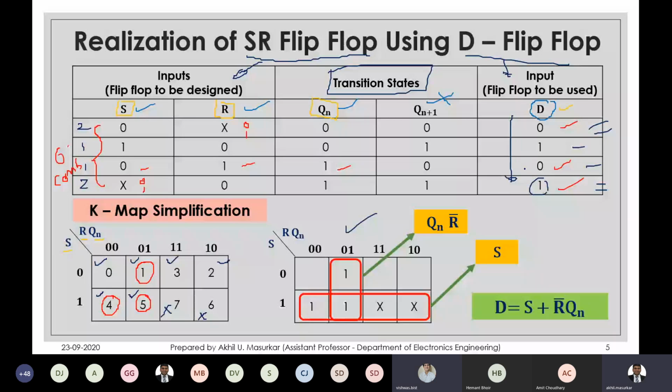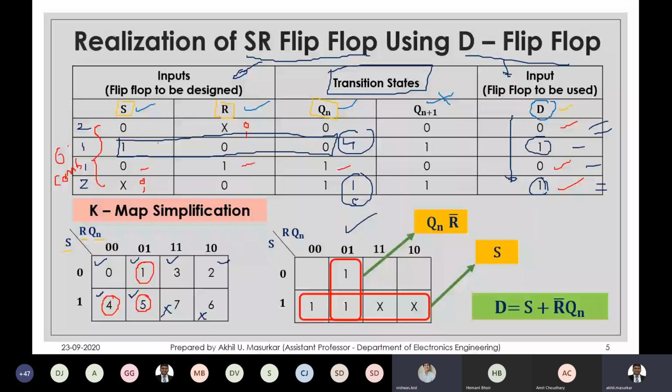Yes, sir. And why did we select 1, 4, and 5? Okay, so this is 4. 100 is 4, and here we have two combinations. 001 is 1 and 101 is 5. So you can see that for 4, 1 and 5, my D is 1. Did you understand this, Vishwas?